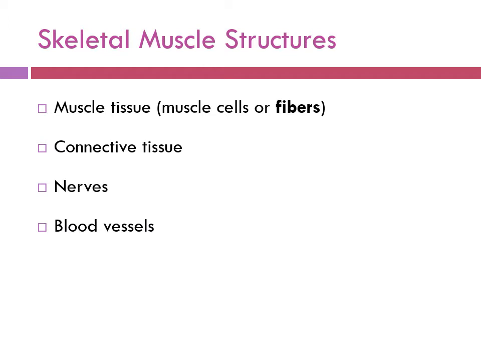Our skeletal muscles are made up of muscle tissue. The cells of the muscle are called muscle fibers because they can be very long. There are also connective tissues which wrap around those muscle fibers, nerves that innervate the muscle fibers, and blood vessels that supply the muscle fibers with blood.